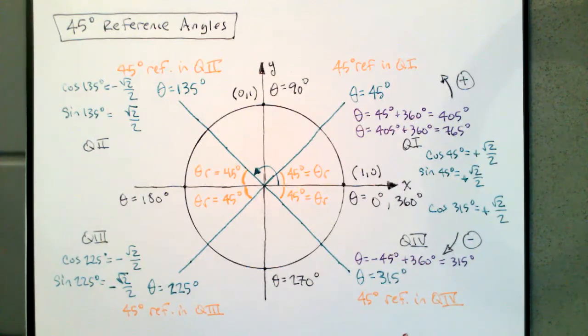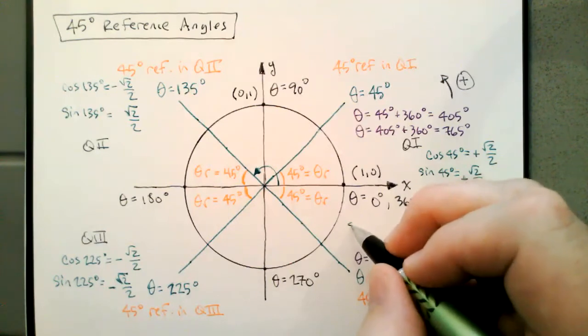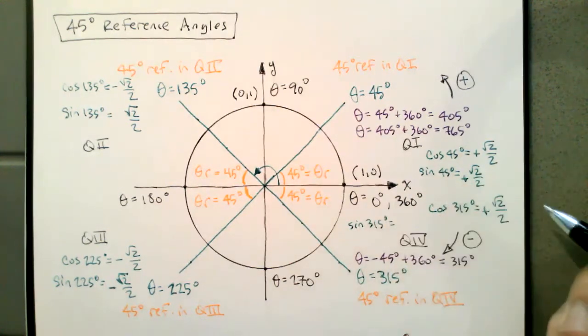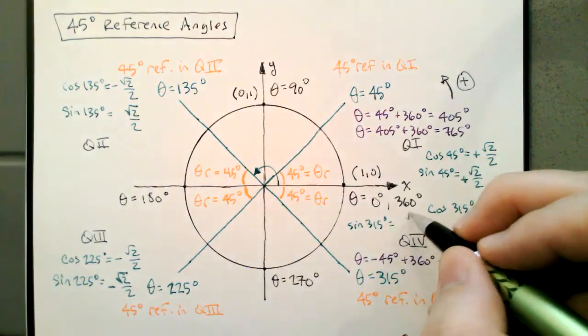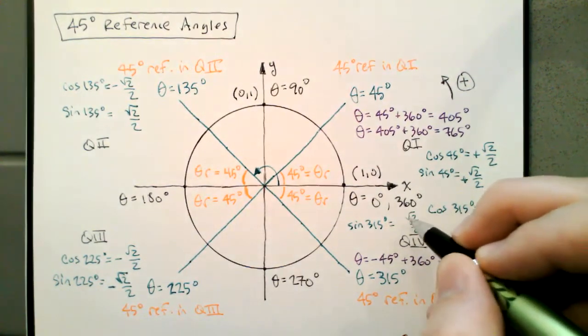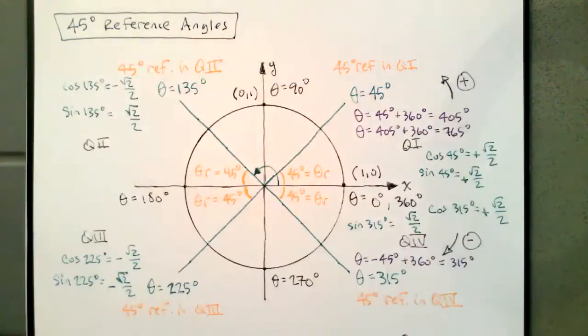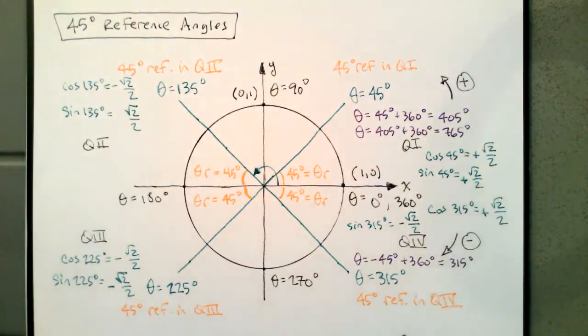And then at 315, the sine of 315 has a 45-degree reference angle in quadrant 4. So the sine of 45 is √2/2. That's where we get the value. And sine is negative when y is negative, and in quadrant 4, y is negative. So sine of 315 is negative √2/2.